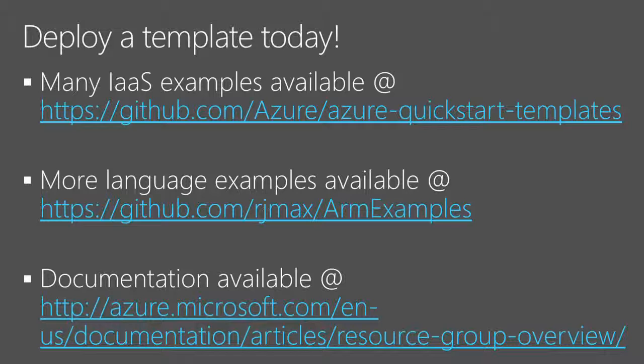So, with this in mind, now what? Well, what I would implore you to do is deploy a template today. We have lots of IaaS examples available in the Azure public GitHub repository under the Quick Start templates. Number 2 is we have lots and lots of examples of how to use the template language expressions available at that second link. And then finally, we've spent a lot of time working on improving our documentation for Azure Resource Manager over the last couple months. And so I'd encourage you to take a look at the documentation that we have available to you.